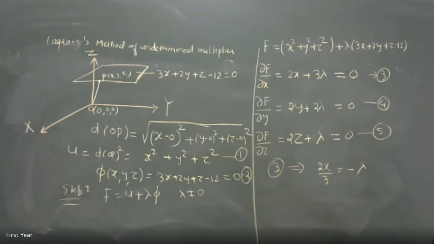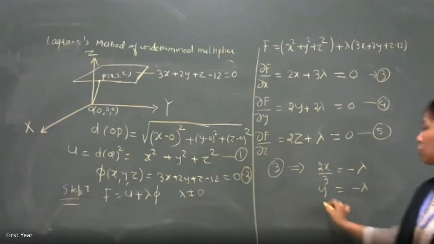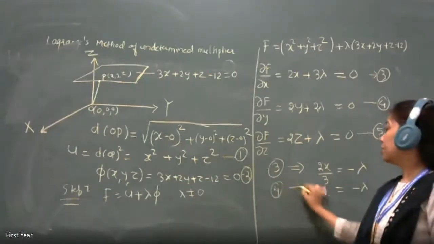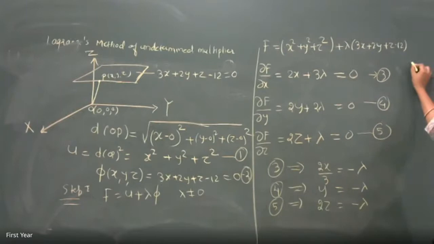From equation 4, what do you get? y is equal to minus lambda. And from 5, what do you get? Lambda is equal to minus 2z, that is, equal to minus lambda. That means all three are equal now. All of them are minus lambda. So I am eliminating lambda first. So if I do that, what is the value you are going to get?